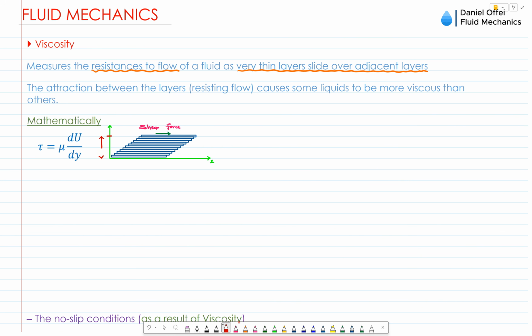Let's use a very thin layer of fluid to generate the mathematical formula for viscosity. Let's represent the thickness of the fluid by dy. And we saw that an applied shear force will cause the layers to shift in the direction of the force. So let's represent that movement or that distance by dx.